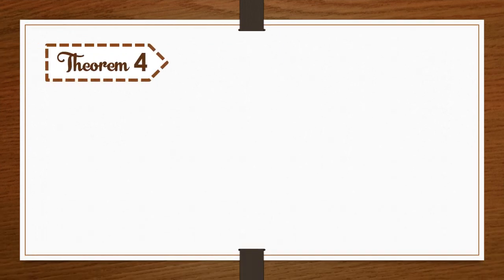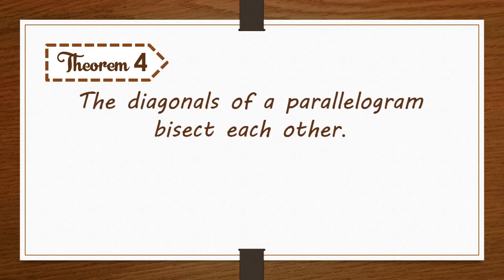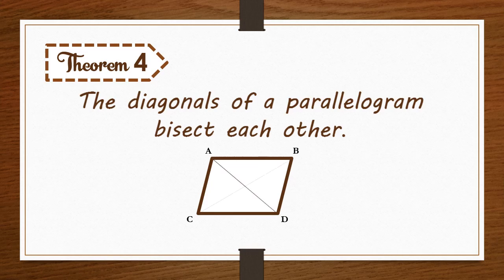Let's have the next property. The next property is the diagonals of a parallelogram bisect each other. Let's still have the illustration ABCD. Parallelogram ABCD has two diagonals, which are diagonal AD and diagonal BC. When we say bisecting each other, meaning the two diagonals were equally bisected. And the result is that those diagonals that were being bisected have equal measures.